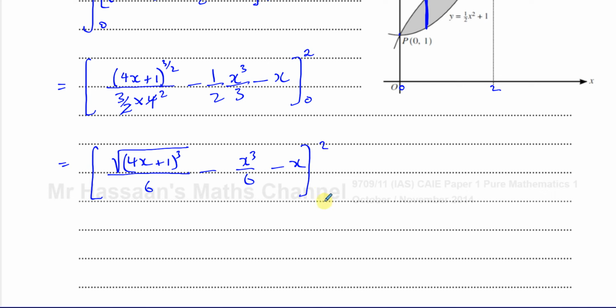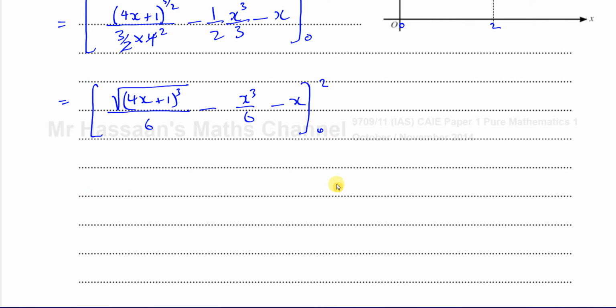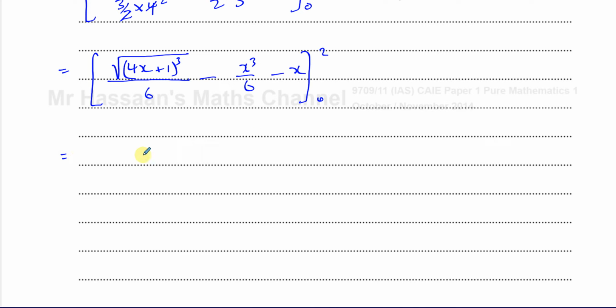So now when I put these values of 2 and 0 in here, I should get the answer required. So let's put 2 in here first. So you have the square root of 4 times 2, 8 plus 1, which is 9. So that's 9 cubed. So it's the square root of 9 cubed divided by 6, minus 2 cubed, which is 8 over 6 minus 2. And then I'm going to take away what I get when I put 0 in here.